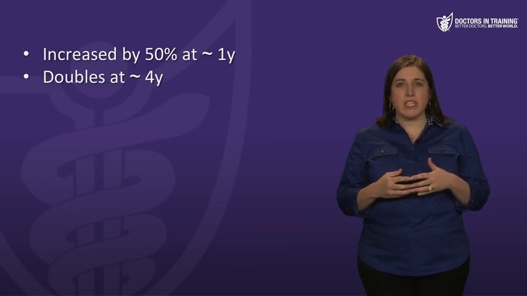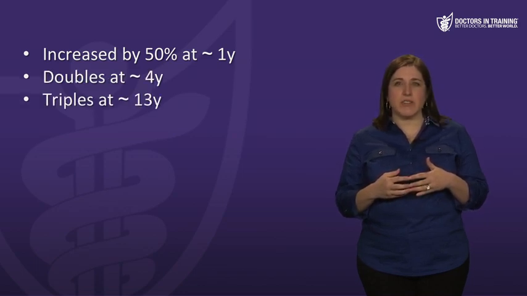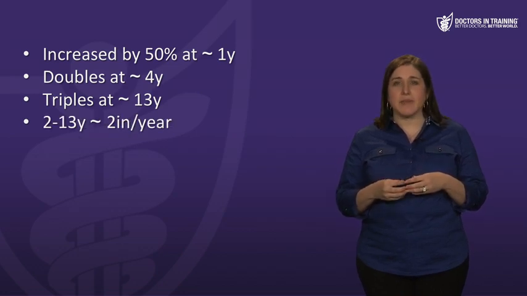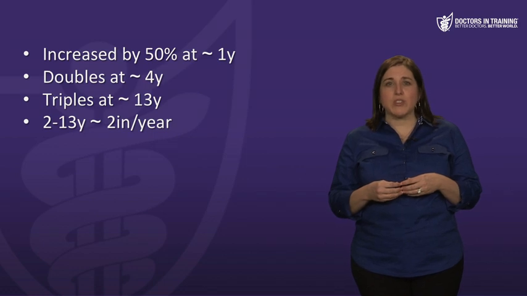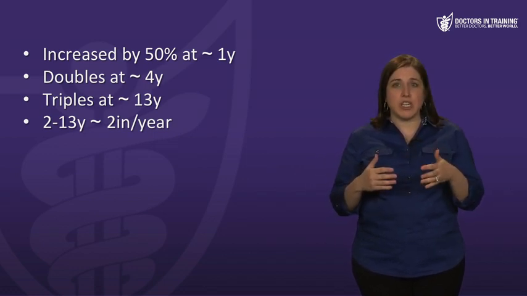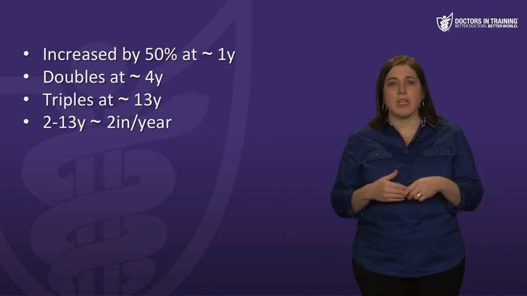Height, or birth length, is increased by 50% at about 1 year of age, doubles at about 4 years of age, and triples at about 13 years of age. The annual height gain from age 2 to adolescence is about 2 inches per year. So beyond 2 years of age, you will gain about 2 inches a year and about 5 pounds a year.